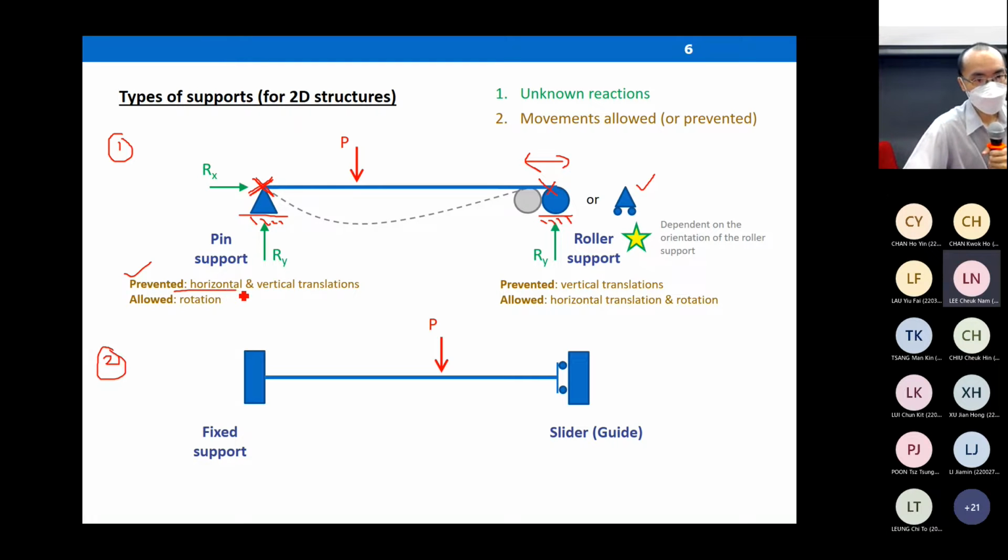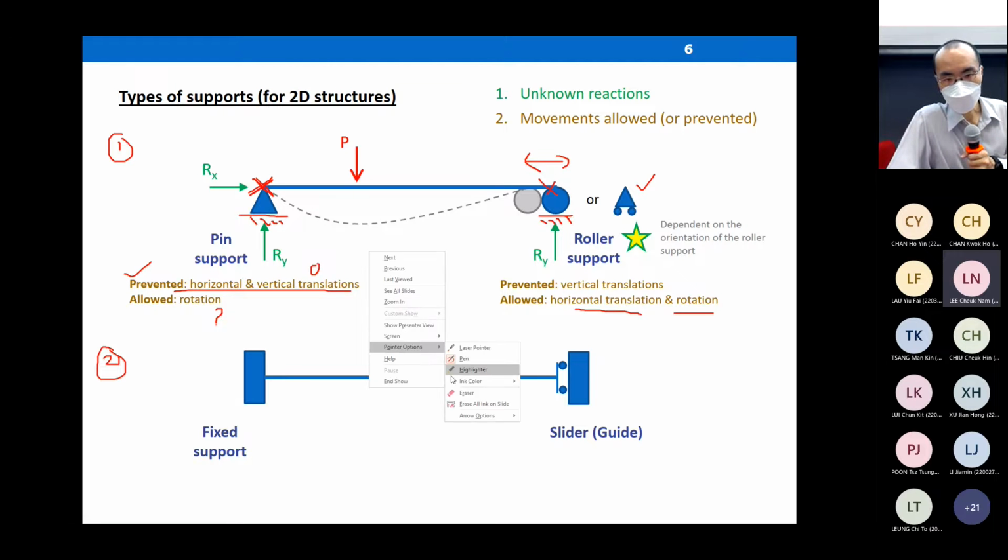Prevented, if there is no horizontal and vertical translational movement, that means the movements are zero, right? If it is allowed to rotate, it means it is unknown, something that you have to calculate. Same for roller support. A roller support allows two possible movements. It allows movement horizontally for this setup, and it allows the member to rotate at this point. But a roller support prevents vertical translational movements.